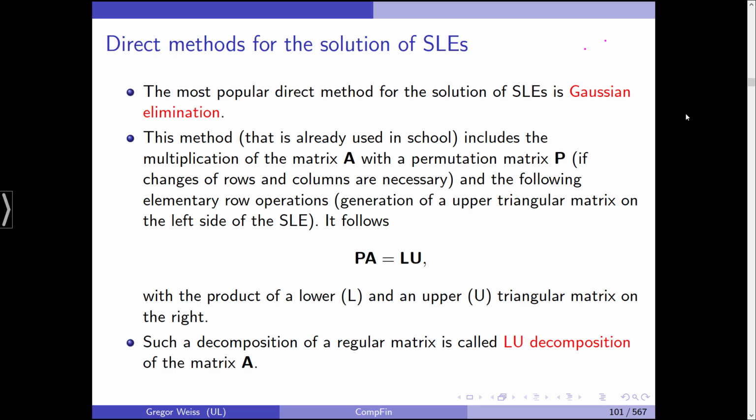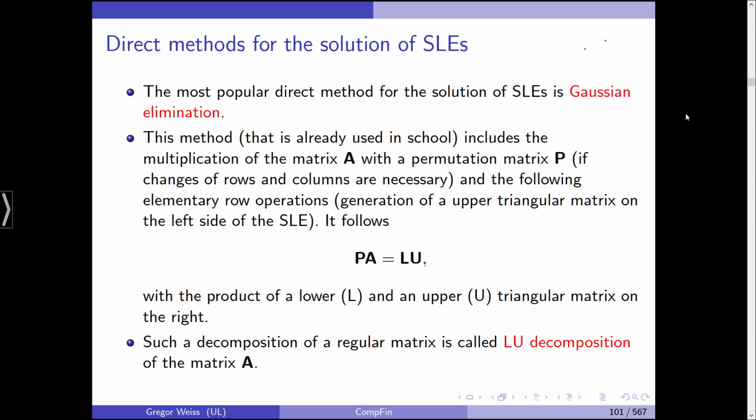I'm a professor of finance here at Leipzig University, and in this video I want to talk about some methods for solving systems of linear equations which we will frequently use in different applications and theories of finance. Now, the most popular direct method for the solution of a system of linear equations is Gaussian elimination. It's the method you've been using in high school, and it's very simple.